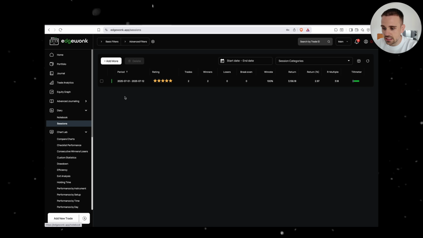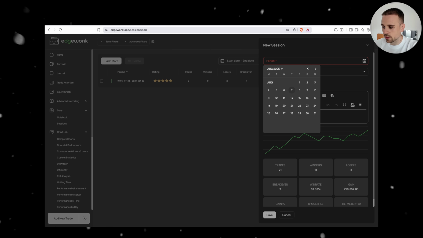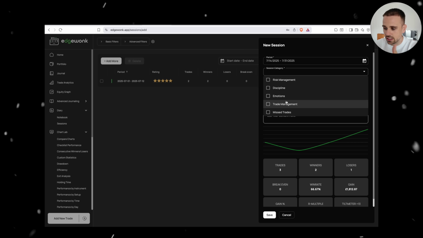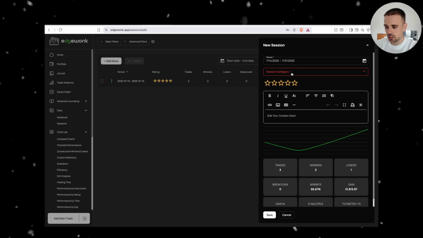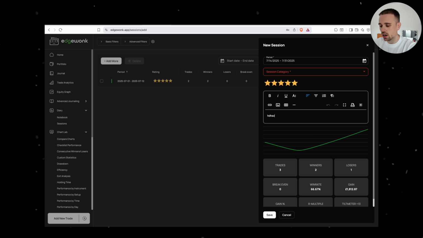The beautiful thing with this is you could click add more. You can create the period, so you could find the week that you want to pull through. Obviously I haven't taken any trades, so you need to do it on a week when you actually took trades. So let's just do the 14th to the 31st, because again, I don't trade very often, right? You can create categories for this specifically, which I need to do. You can score the week. You can obviously give your comments, etc. It will tell you how many trades you took, the winners, the losers, the win rate.